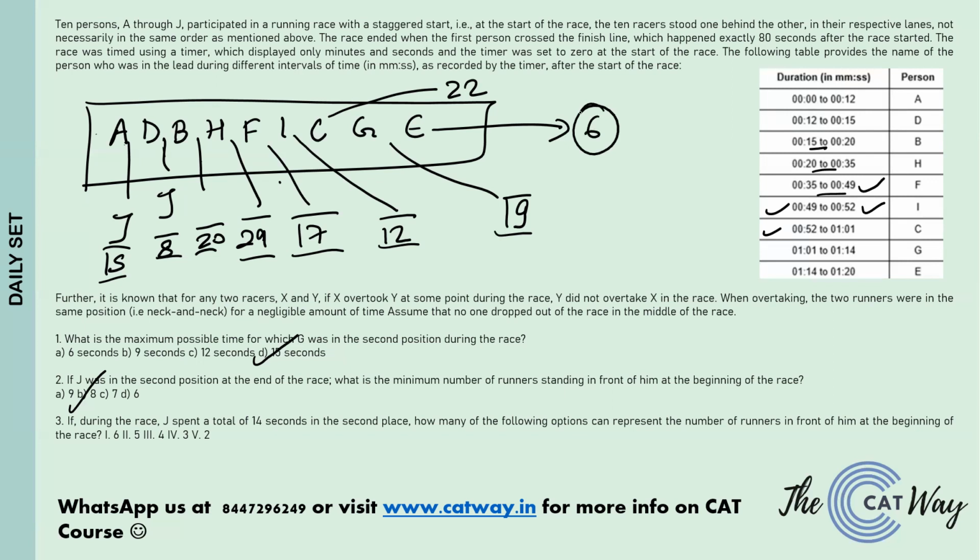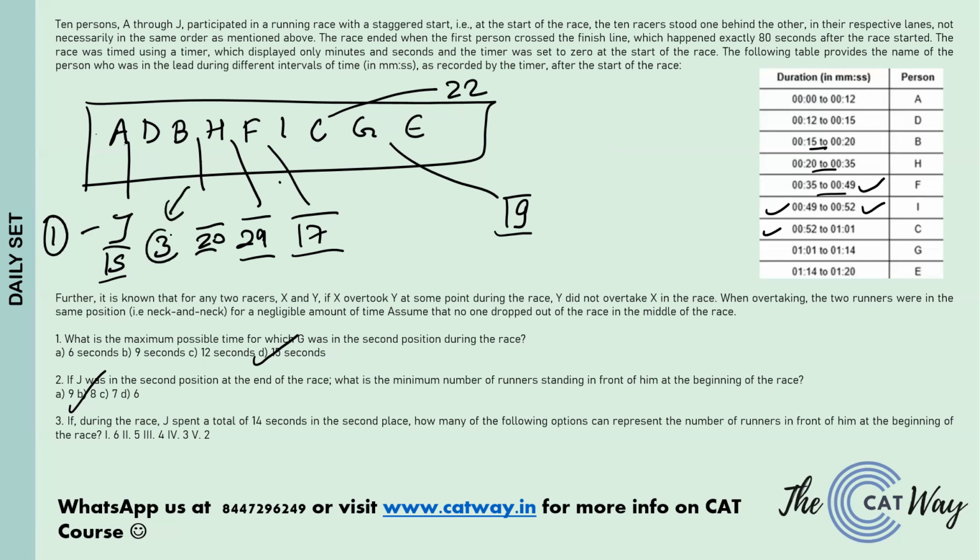Now what has been asked is that he spends a total of 14 seconds. So if 14 seconds is asked, this case is gone, and this case is also gone. In this case, how many people are in front of him? There is only one person. In this case, how many people are in front of him? There are 3 people.